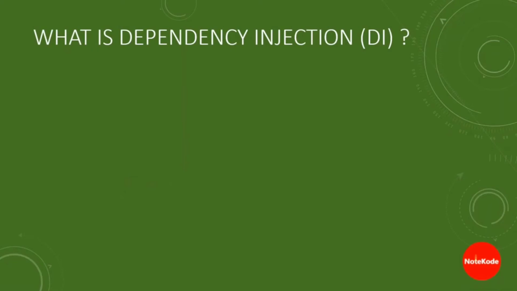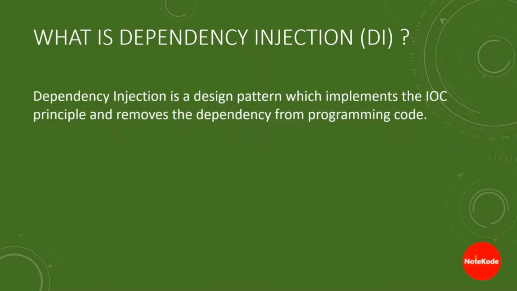Now, what is dependency injection? DI. Dependency injection is a design pattern which implements the IOC principle and removes the dependency from programming code. What is the IOC principle? IOC is also referred to as inversion of control. According to the inversion of control programming principle, it inverts the program flow as compared to traditional program flow.